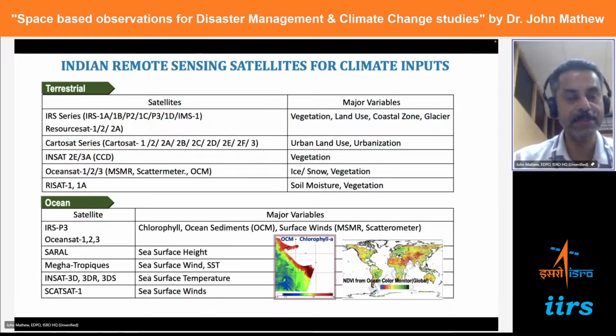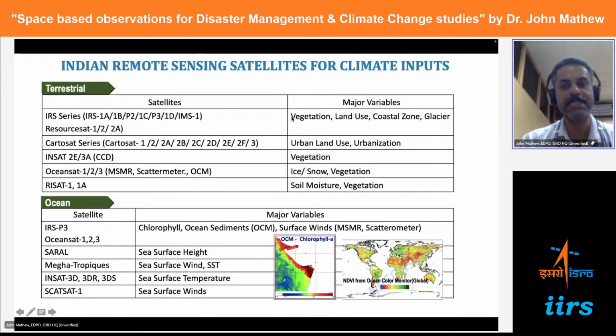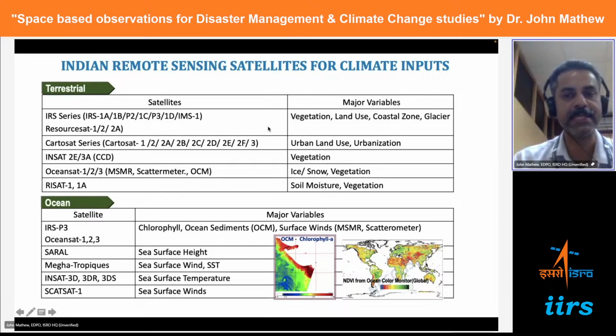are being used, were used, and are being used for developing these parameters. Like for terrestrial observations, we had earlier the IRS series of satellites. Basically, all these are not just current satellites. This includes the previous ones, because for climate variables you need long-term data. So we had been generating these parameters like vegetation, land use, etc. from the IRS-1A series onwards, and the current ResourceSat-2A satellites are also supporting this. And the Radar Imaging Satellite RISAT-1A we are using for soil moisture generation.